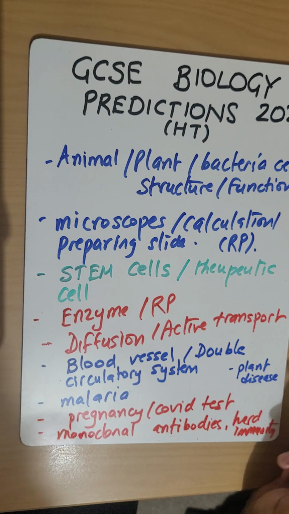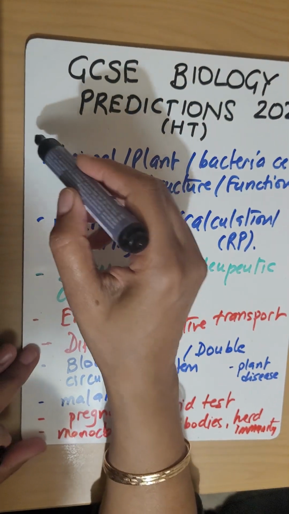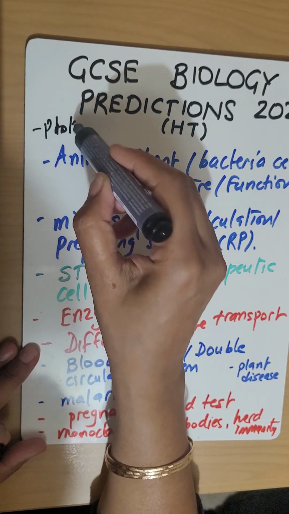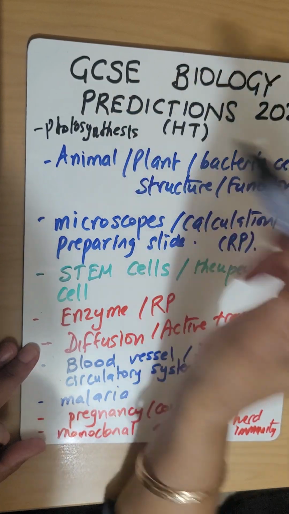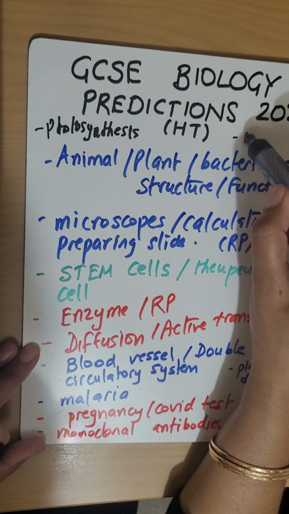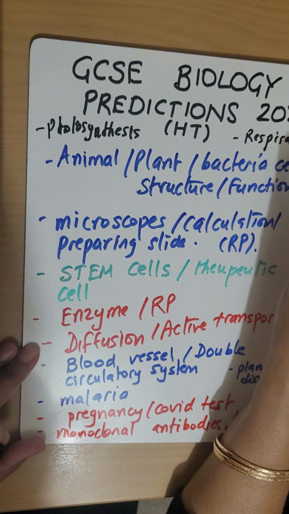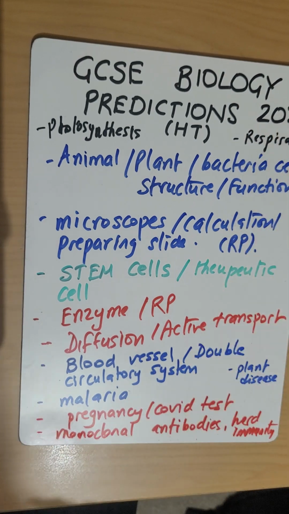And the other massive topics that always come up in the GCSE: there was a massive question on photosynthesis last year, but photosynthesis is a key topic that comes up every single year. And the final one that didn't come up last year, but is in paper 1 and paper 2, is respiration. So remember aerobic respiration, conditions and so on.